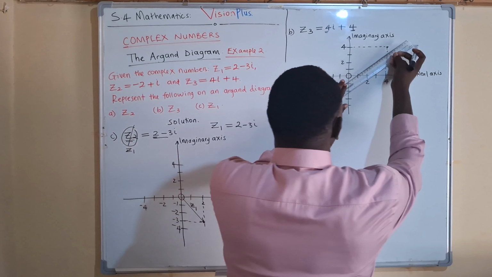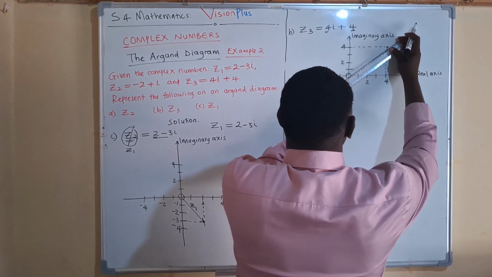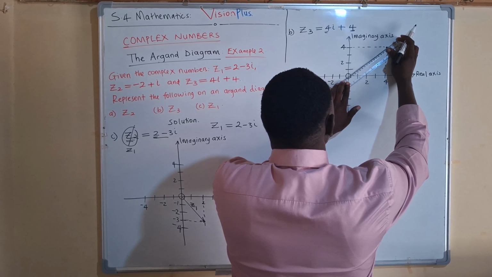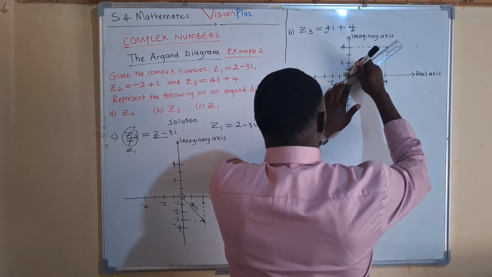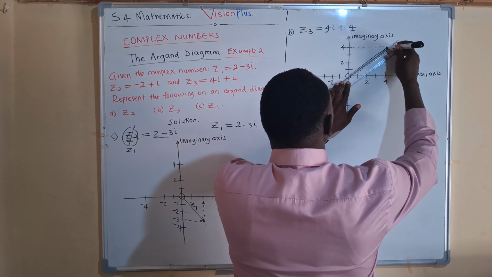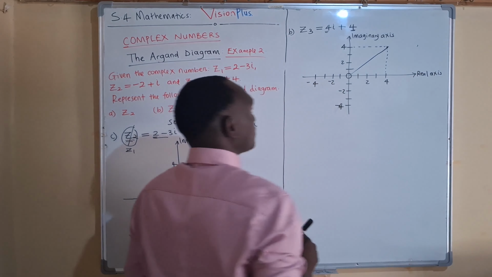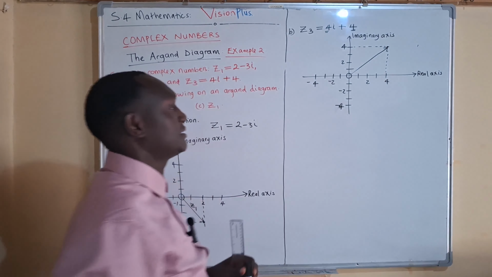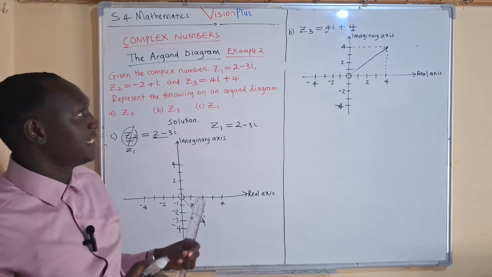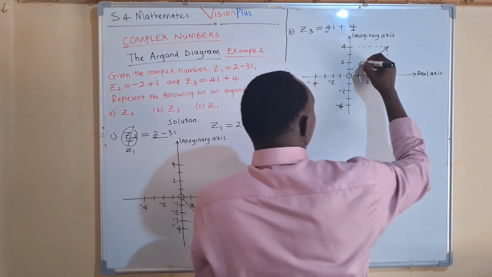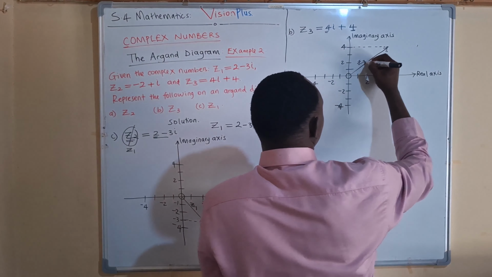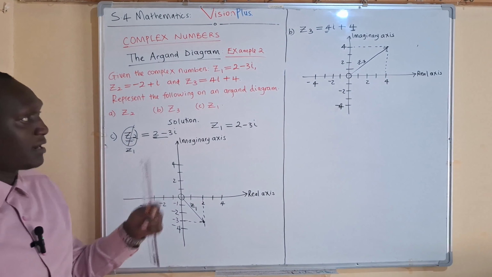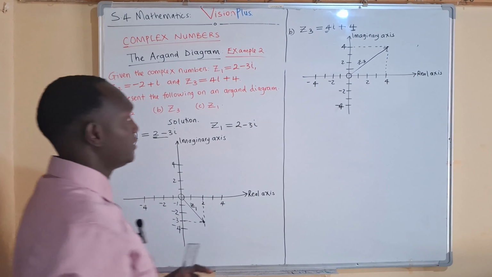So the straight line, get a ruler or something approximately straight. By the way, get a ruler, it is a must. You must get a ruler. After drawing that straight line, you put an arrow on the head here, and then you name it. What is that? It is complex number Z3. Let's put right on it here, Z3. That is the complex number on the Argand diagram, and that is the solution for part B.